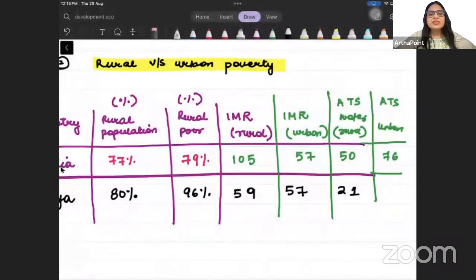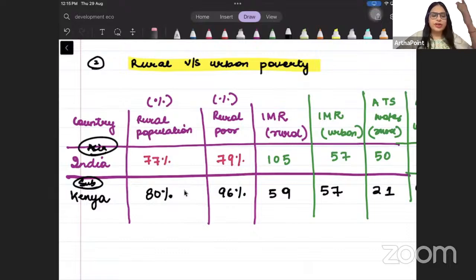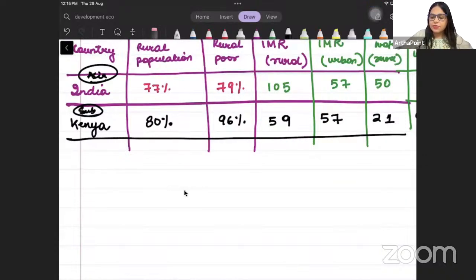And 61% of the people have access to clean drinking water in the urban area. I have taken one country from sub-Saharan Africa, which is Kenya, and one country, India, from Asia. You can take some countries from Latin America also. Suppose I take Mexico.